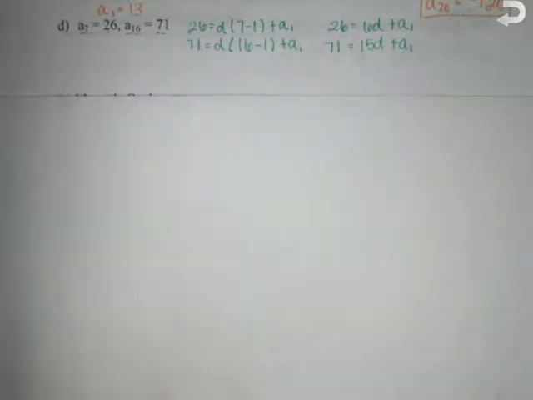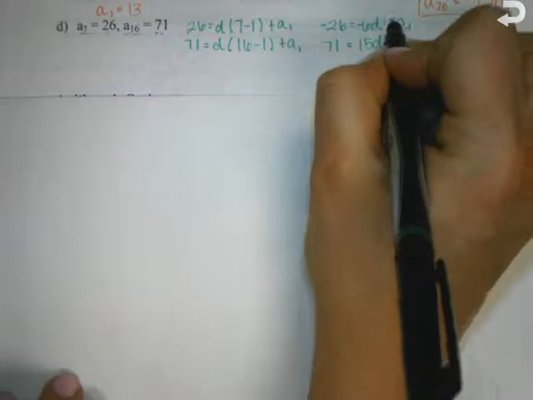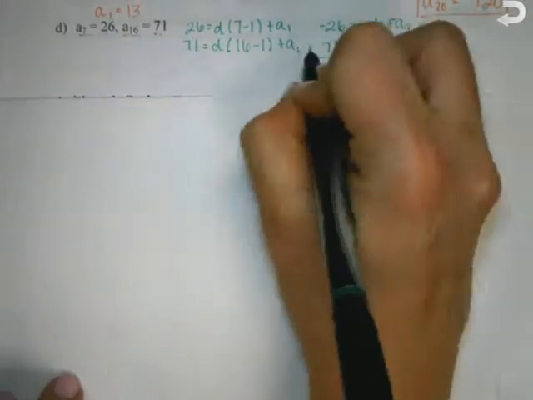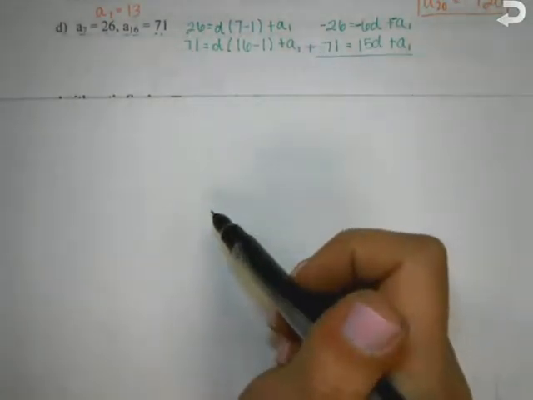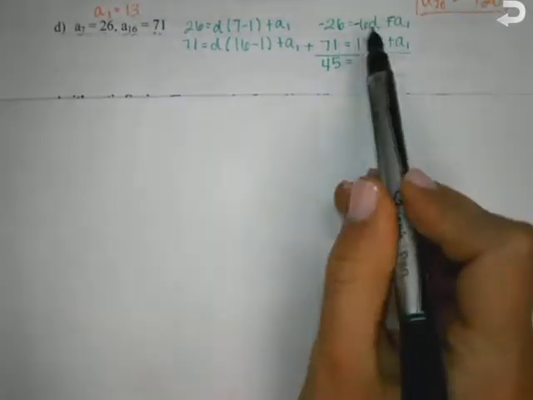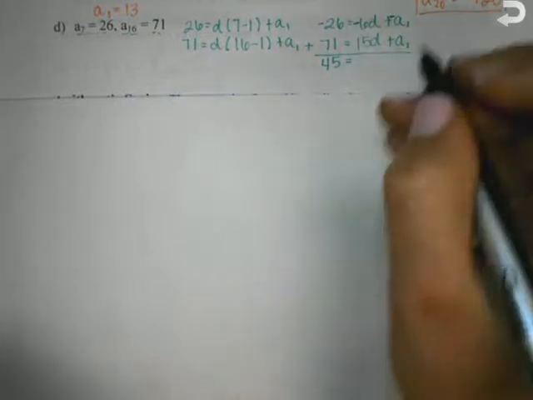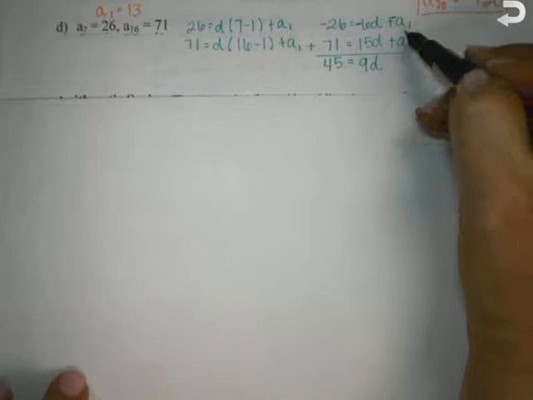Elimination, right? Okay, we need to change one of these to negative. Which one? How about the top? So we want to change it to make everything negative. So I just drew in the negatives. Okay, 71 minus 26. What does that give me? 45. 15D minus 6D. 9D. And a sub 1 minus a sub 1? They eliminate. So what does D equal? 5. So D equals 5.